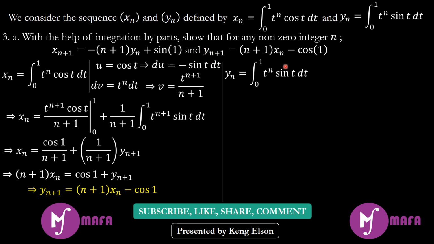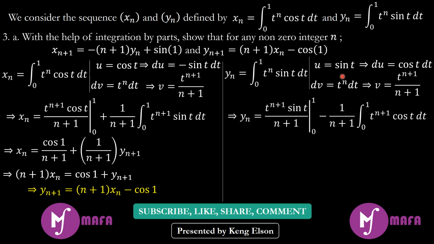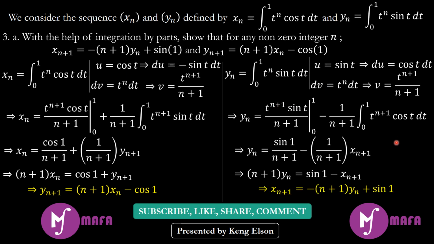Now for the first proof, we consider the integral y of n to be the integral from 0 to 1 of t to the n times sine t dt. We still use integration by parts by letting u be sine t, differentiating, and letting dv be t to the n dt, and integrating. Now the formula says we need to take uv minus the integral of v du. If we do that correctly and simplify, we arrive at x of n plus 1 being negative into n plus 1 times y of n plus sine 1. So we have succeeded in proving the first and the second proof.